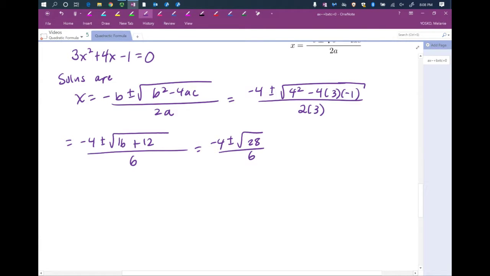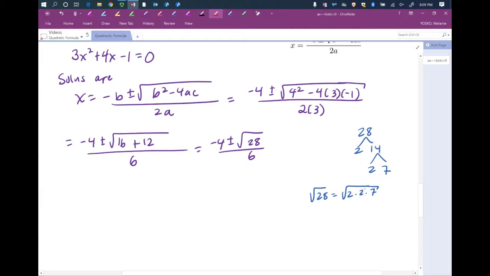Well, 28 is not a perfect square, so we're going to take just a minute and look at the prime factorization of 28 to pull out any perfect square factors. 28 we factor as 2 times 14, and then 14 we factor further as 2 times 7. And we see we have the prime factors 2 and 2 and a 7. So the square root of 28 is the same thing as the square root of 2 times 2 times 7.